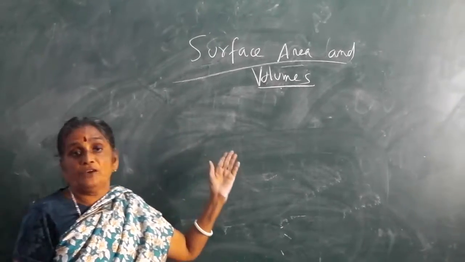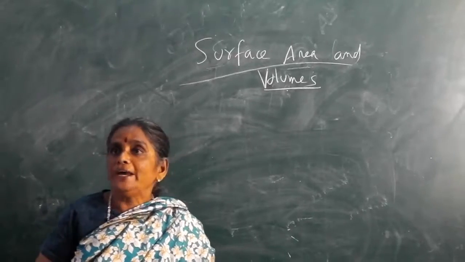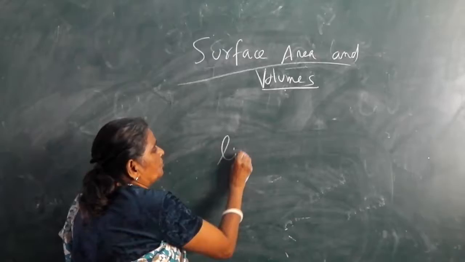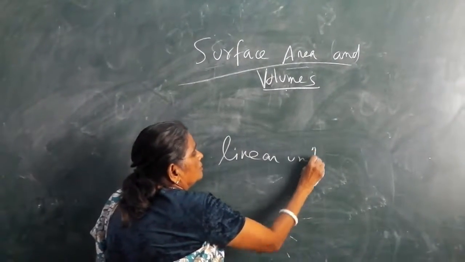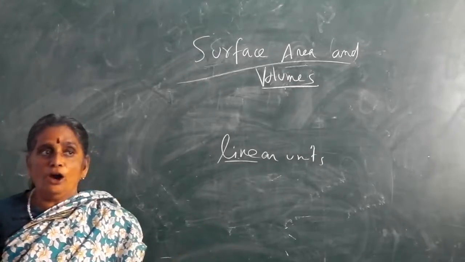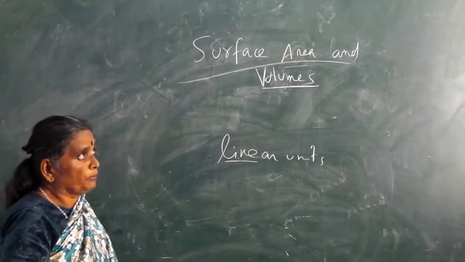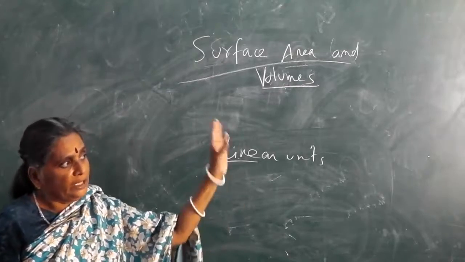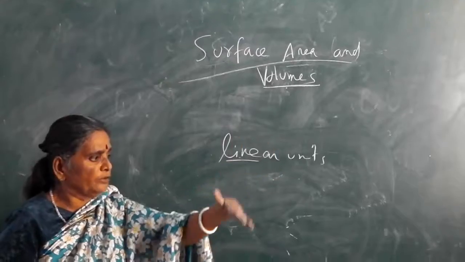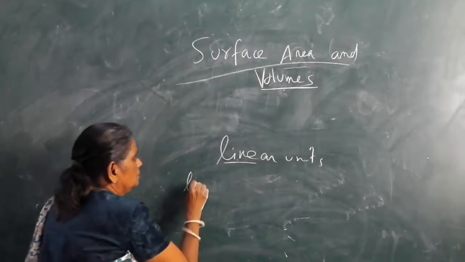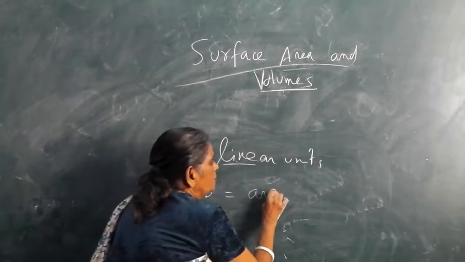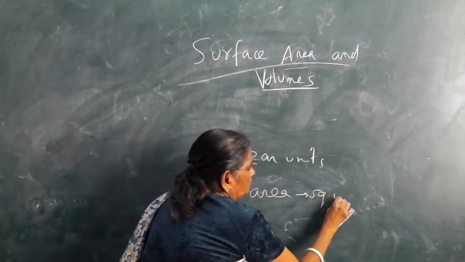Now we are going to do surface area and volume. When you find the length of a line, you express it in linear units. It comes from the word line. When you find the area of some place, suppose you want to whitewash the wall, you will like to get the area. If it is rectangular, it is length into breadth. Two linear units are multiplied, so it will give you square units.